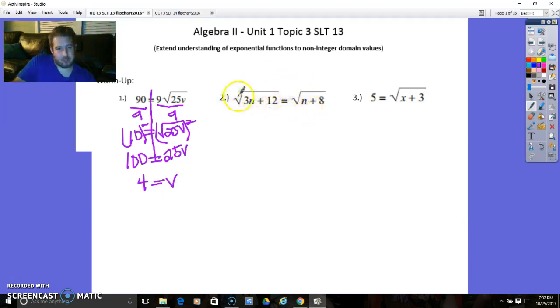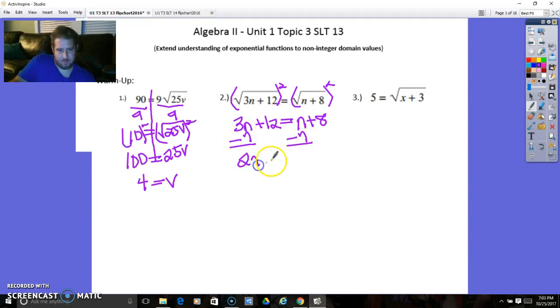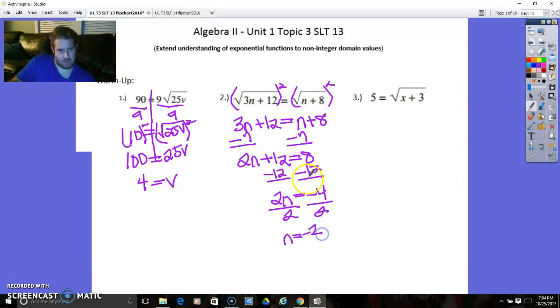Over here, everything is in the radical, so I can just simply square both sides, and that's going to get rid of both of the radicals. So that leaves me with 3n plus 12 on the left side and n plus 8 on the right side. To get variables on one side, I'm going to subtract n from both sides. So 3n minus n is 2n, and 2n plus 12 is going to equal 8. Next thing I would do is subtract 12 from both sides, and that's going to give me 2n equals negative 4. And then I can just simply divide both sides by 2, and that gives me n equals negative 2.